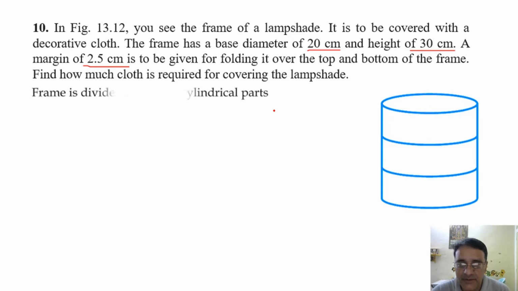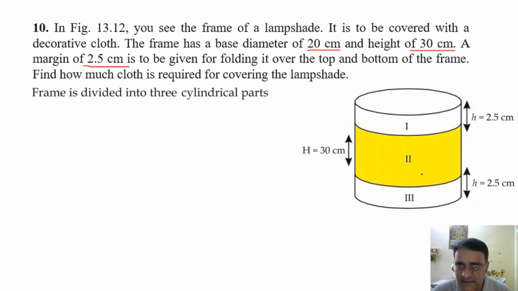Okay, if you see this figure, the frame is divided into 3 cylindrical parts and this is the lampshade, the second part. The upper part is also cloth and the lower part is also cloth. So from here we will fold it. If you see carefully, this will form a big cylinder. If we combine all three, one big cylinder is formed. Are you able to get this one? Yes, sir. Okay, and what will be the height of the big cylinder?